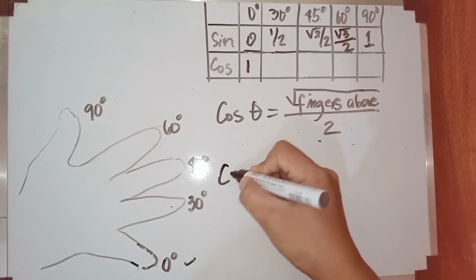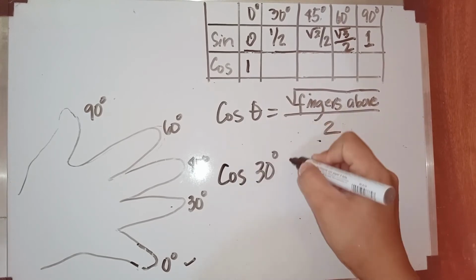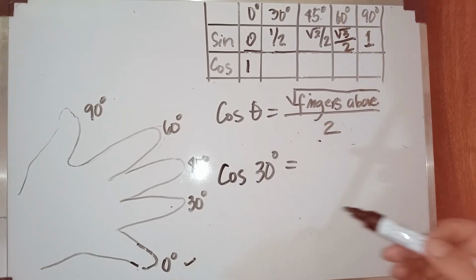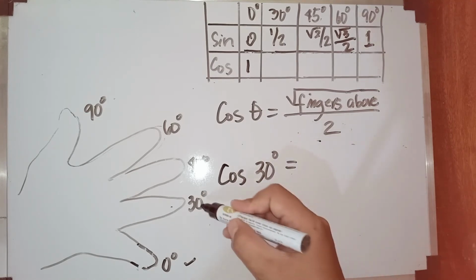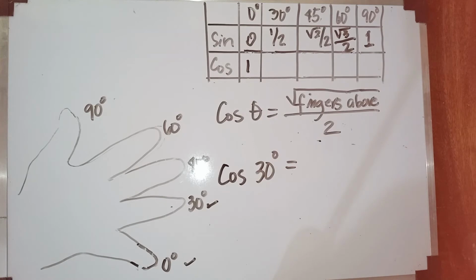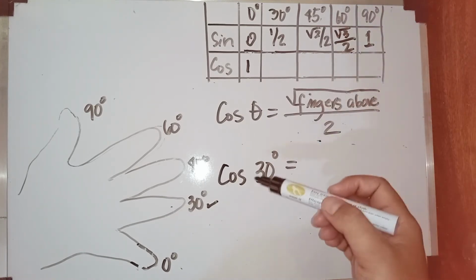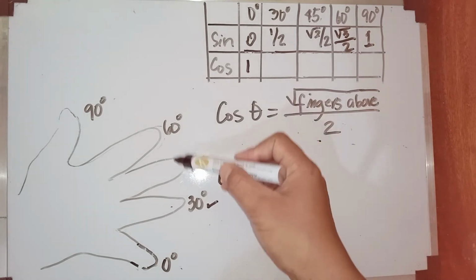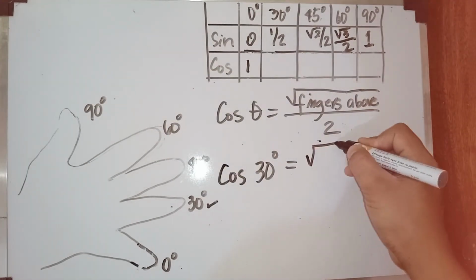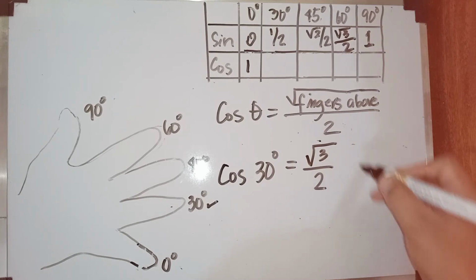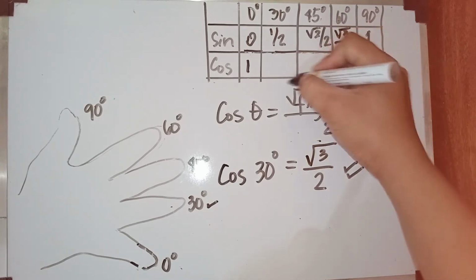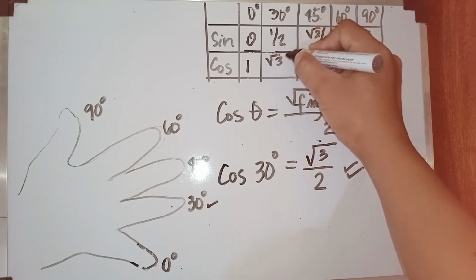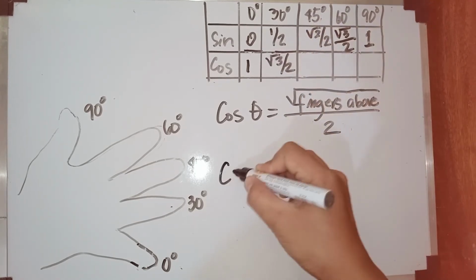1. Next, we are going to find cosine 30 degrees. So, hanapin nyo ulit yung fingers na kung saan inassign natin yung 30 degree angle. So, eto yung ating 30 degree angle. So, by using this formula, how many fingers above our ring finger? So, we have 1, 2, 3. So, we have square root of 3 divided by 2. Since 3 is not a perfect square, eto na po yung value ng cosine 30 degree. This is equal to square root of 3 over 2.